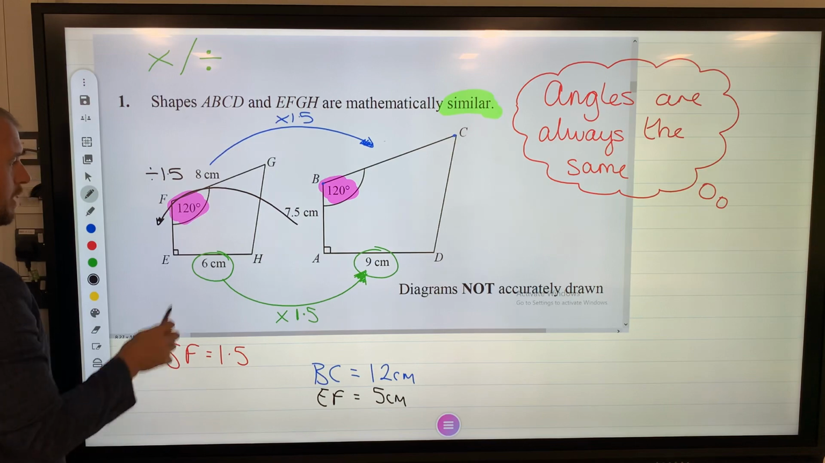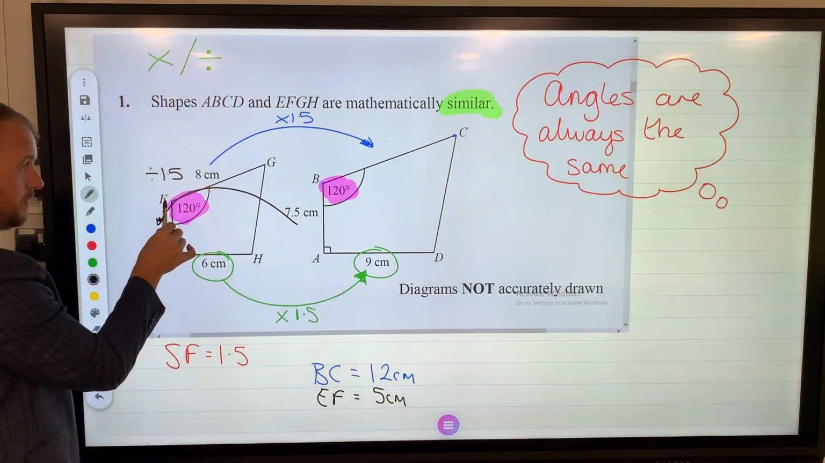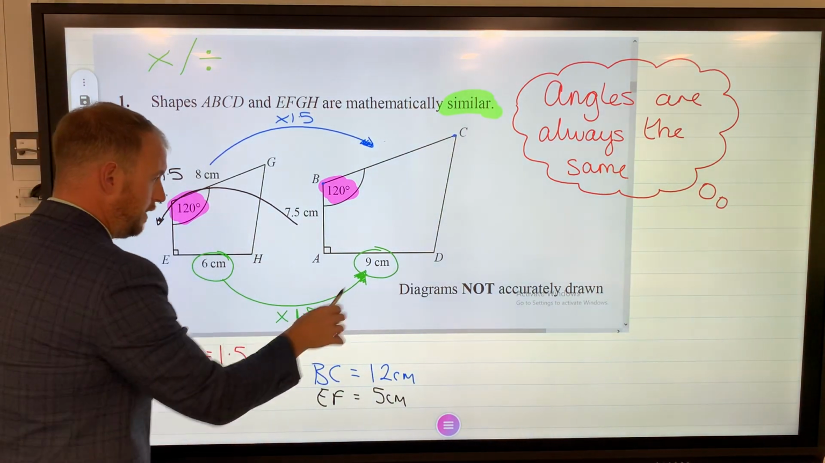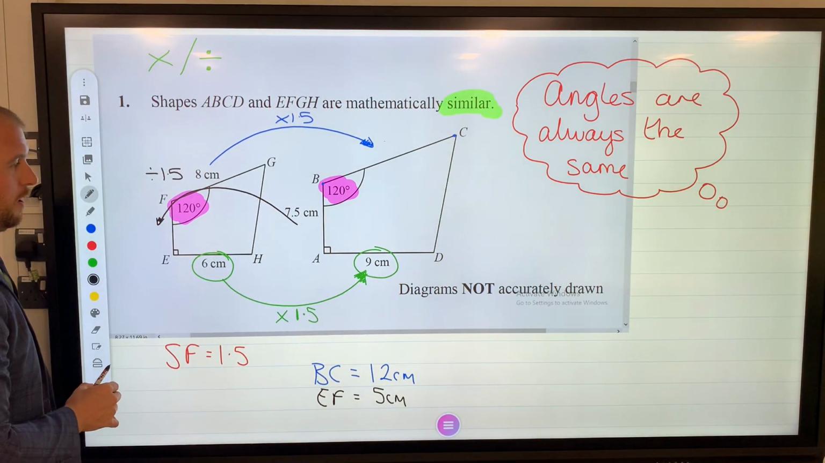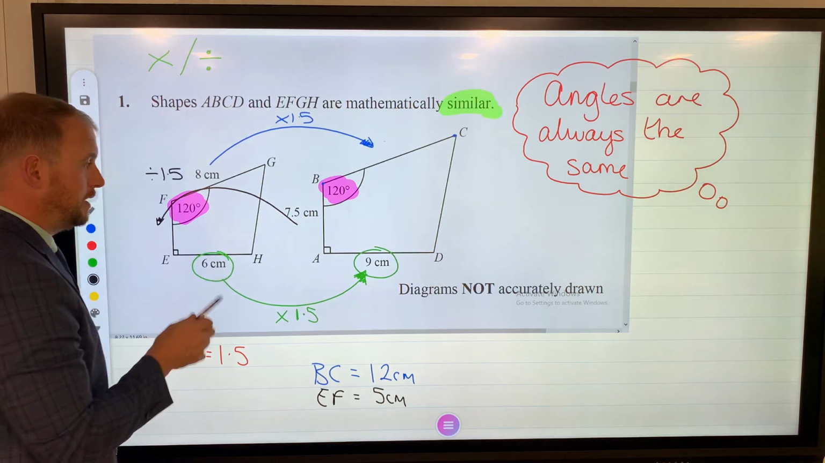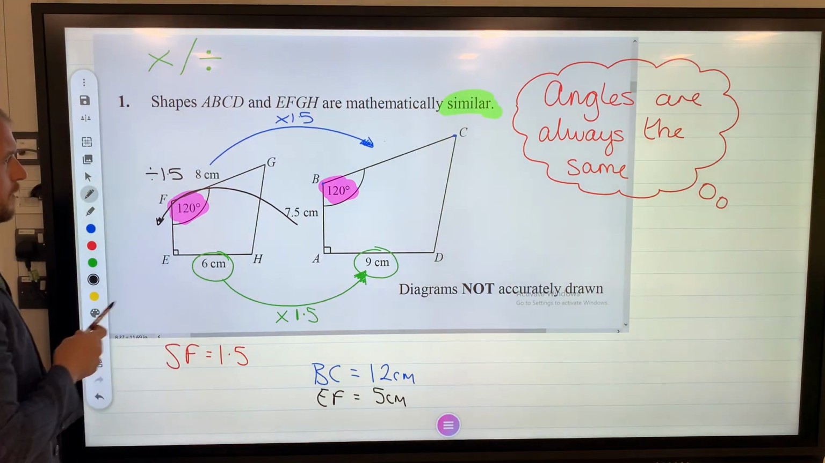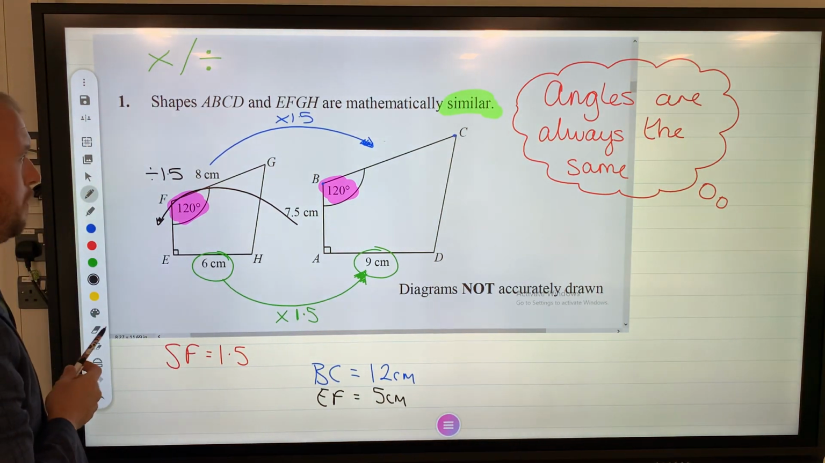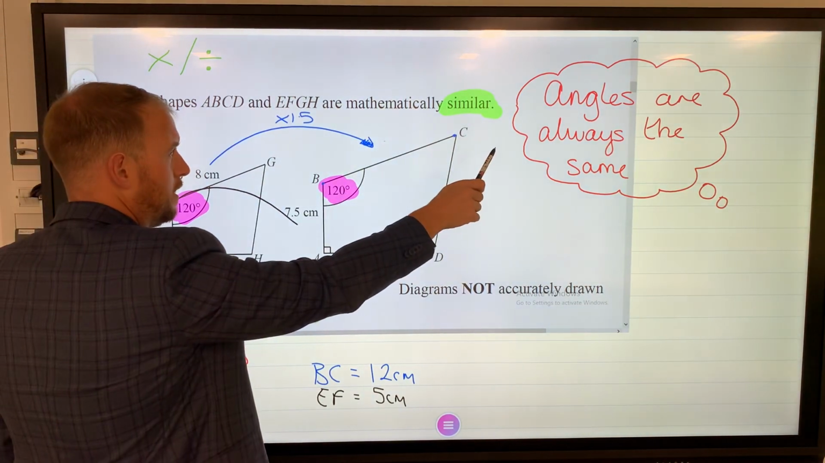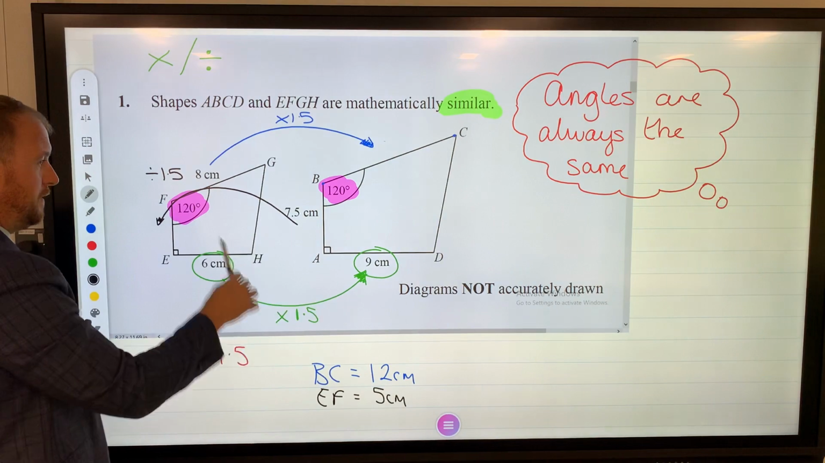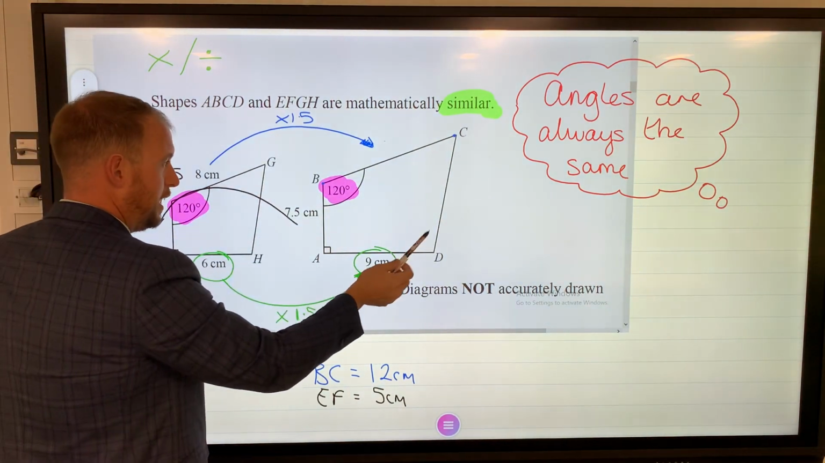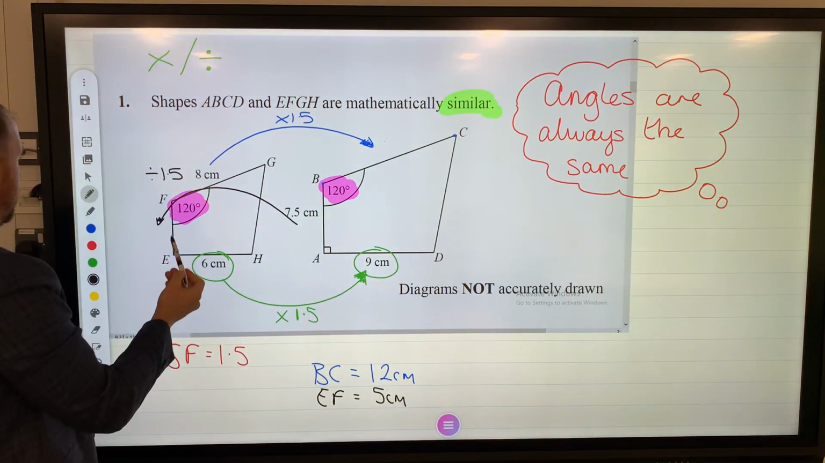So all we're doing is working out the different, unknown sides by using the scale factor and looking for a common length of the shape that we can use to calculate our scale factor. So those notes look a little bit messy, but remember, angles are always the same. Use the scale factor: if it's getting to the bigger shape, it's multiply; to the smaller shape, it's divide.